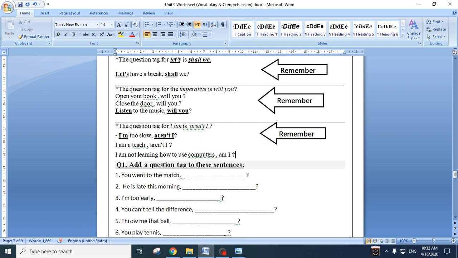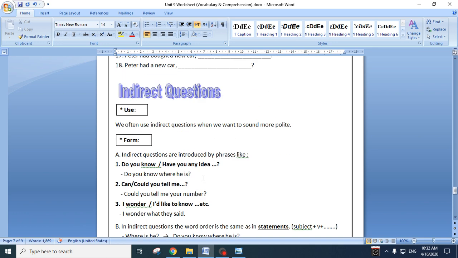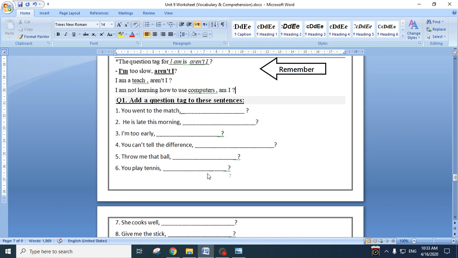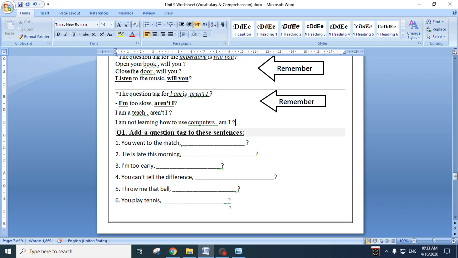Add the question tags to these sentences. I'm gonna do a few, and I'll leave the rest for you as a task to do during the class. So, you went to the match. This is past, so we have to use did, right? Didn't you. Now, why did I use negative here? Because this statement is positive. And why did I use did? Because this is past.